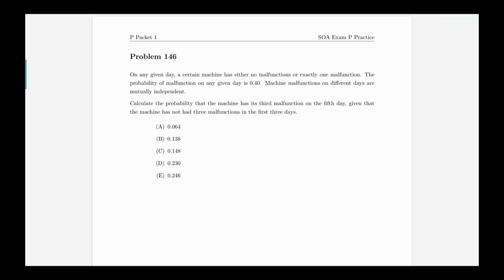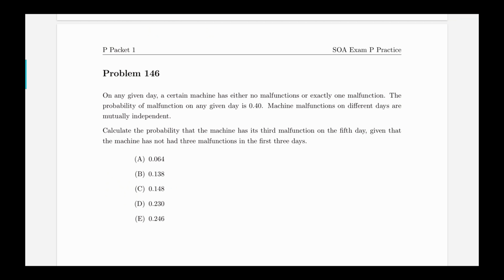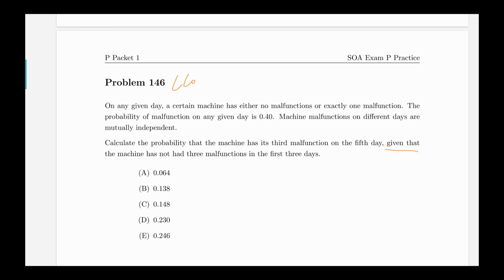Okay, so let's talk about it. Whenever we see a given here, and we want to basically find a probability given something, this is usually about conditional probability. And what is a conditional probability? Well, it's simply the probability of something happening given something happens.